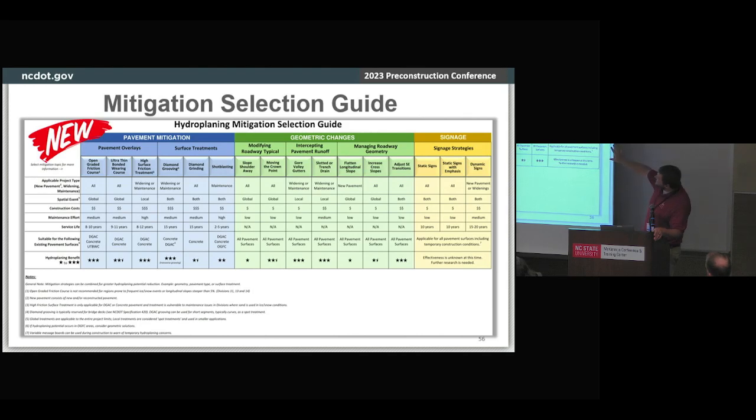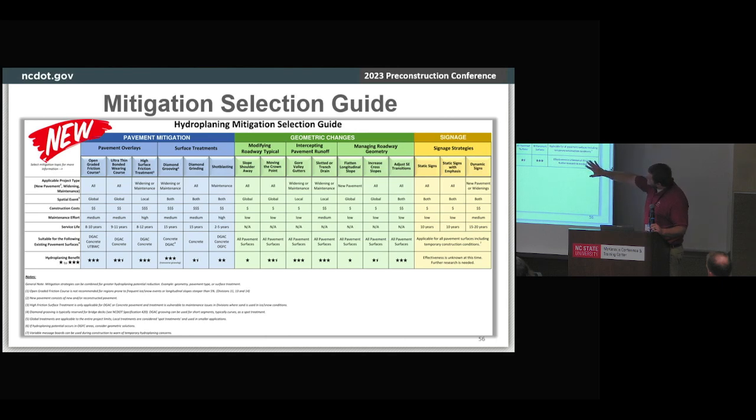So I mentioned this earlier, the mitigation selection guide. This is something we've been working on since last year in partnership with our other teams at DOT, with construction, with materials and tests, with traffic safety, as well as the rest of our TAG hydroplaning group, our technical team that we've had since the last 3 years, I think.